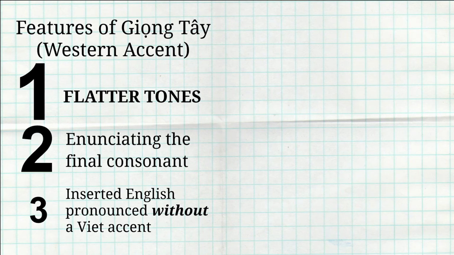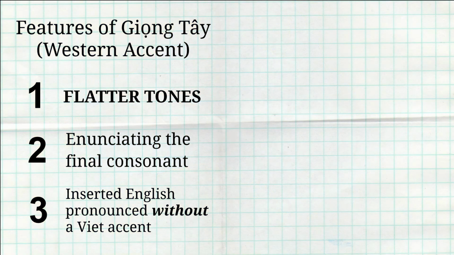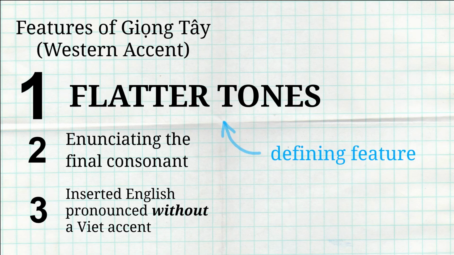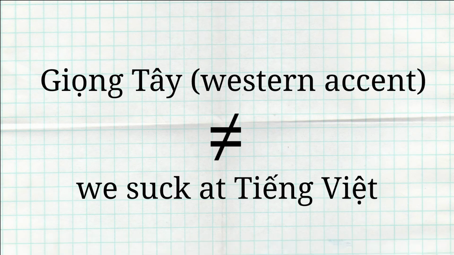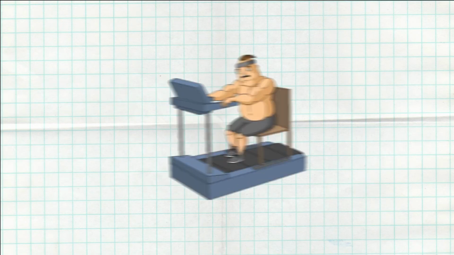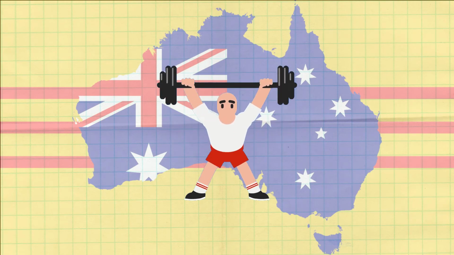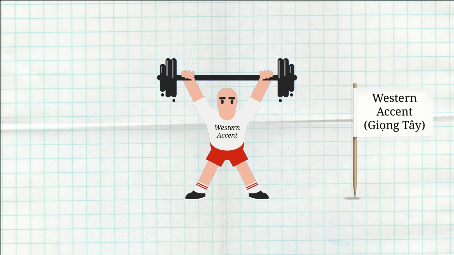Once again, these 3 points are only based on my personal observations of second-generation Aussie Viets. Not all of these features will apply to everyone, and in fact, you may have additional points to add on. But I do believe that the one defining feature of Giọng Tây is the flatter tone. Now, I firmly reject the notion that having Giọng Tây means that you suck at Tiếng Việt. I mean, yes, most of us suck at the language, but that's due rather to our own lack of effort. I've observed a number of second-gen Viet Aussies who speak Tiếng Việt quite well, but they all have a Western accent. So I think it's here to stay, and it's nothing that we should be ashamed of.